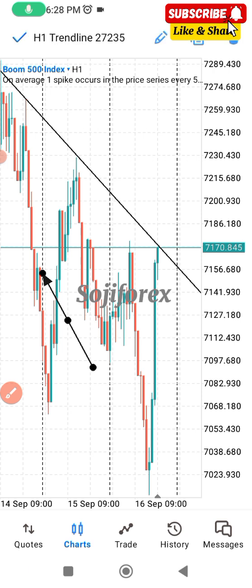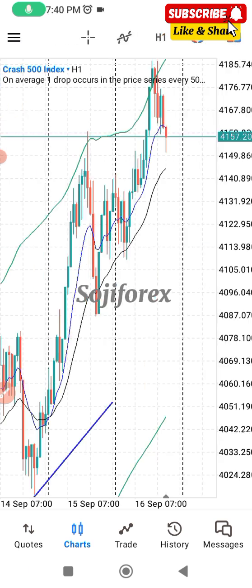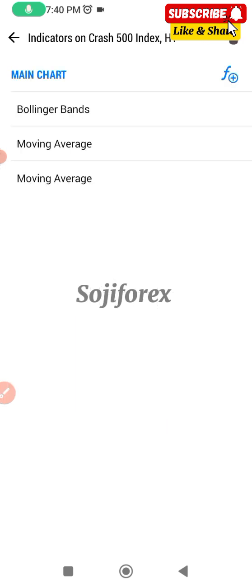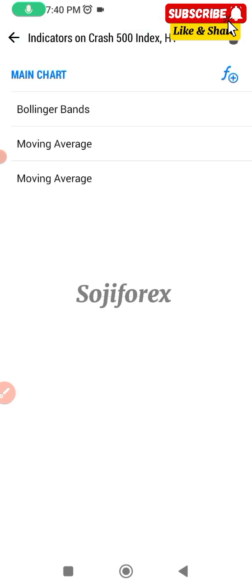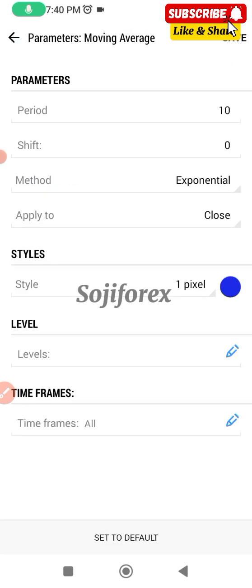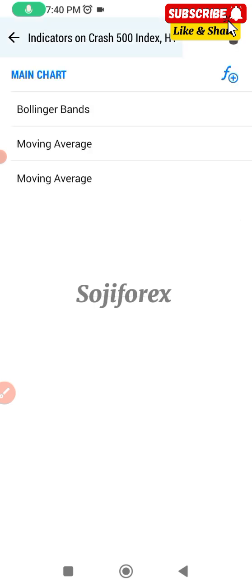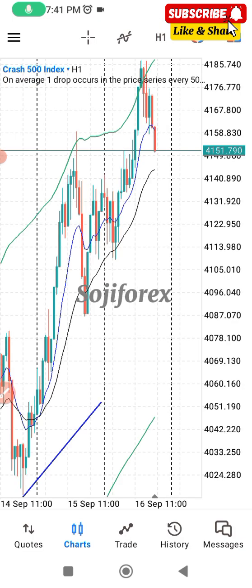Then the third method of analyzing is our indicator, and the indicator I'm referring to is my Bollinger Band, period 130, deviation 2.0, shift 0, apply to close. Now the moving average 25, shift 0, exponential, apply to close, and moving average 10, exponential, apply to close. So this is the third method of doing our analysis.